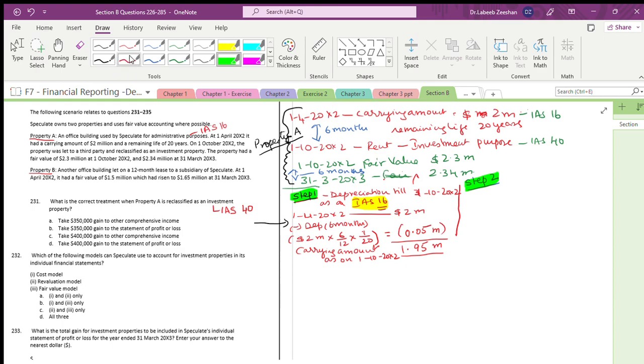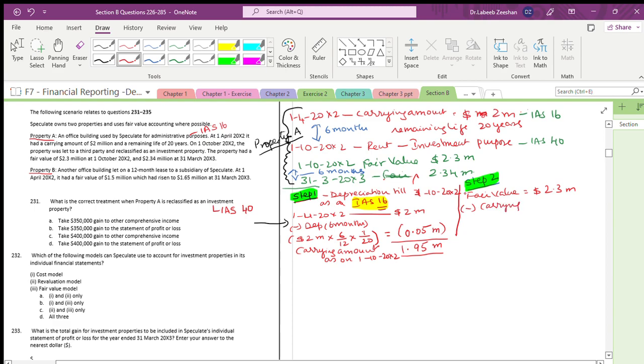Next, when you do step 2, what is the revalued fair value? They have said fair value. Is it right? How much is there? Fair value is 2.3 million. Is it right? 2.3 million. Fine. Next, what is the carrying amount?